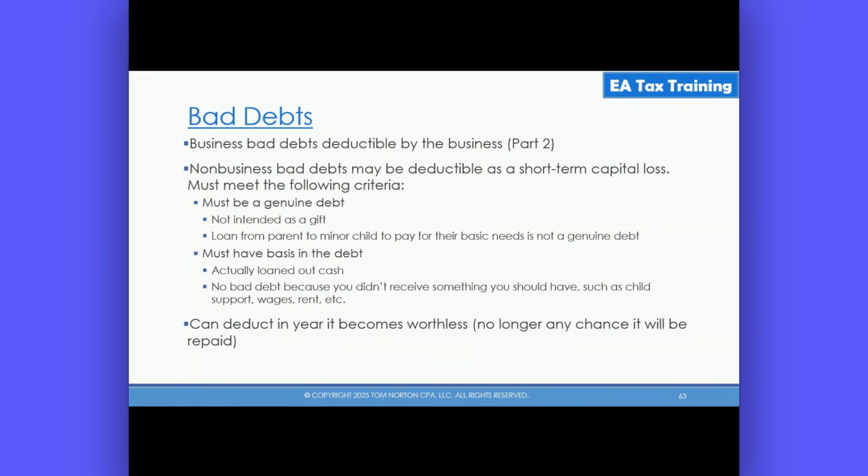Bad debts. If you got a business bad debt, that could very well be deductible. We'll talk about that in part 2. But for part 1, we want to talk about non-business bad debts. These may be deductible as a short-term capital loss, but they have to meet certain criteria. First of all, it has to be a genuine debt. It was not intended to be a gift.